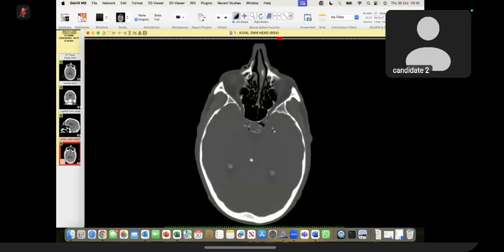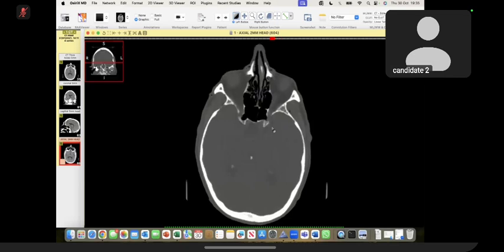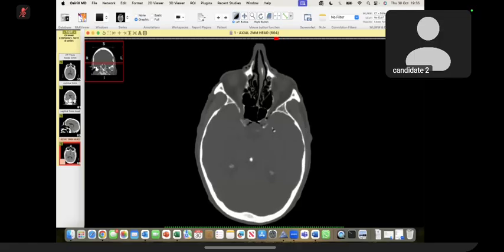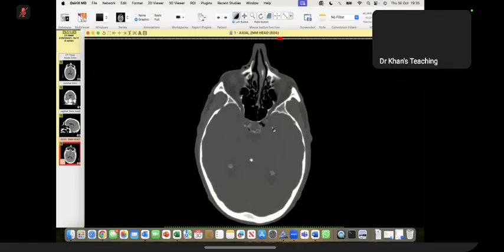Sir, this is within the cavernous sinus, and it is also seen to track along the left optic nerve, in the region of the left cavernous sinus and tracking along the left optic nerve. Right. So how can you explain that?